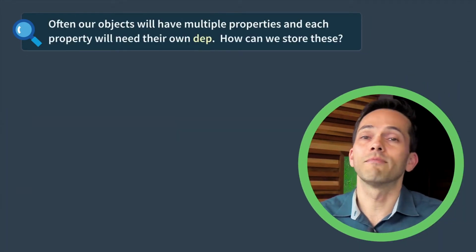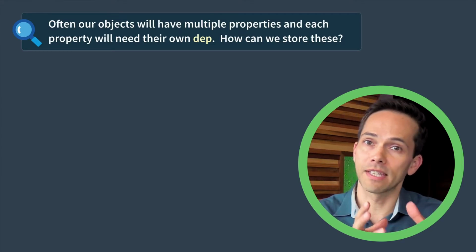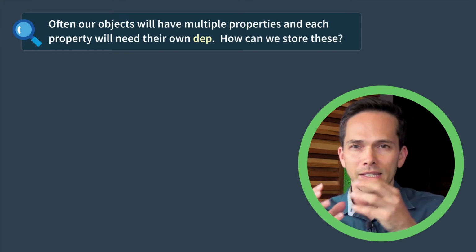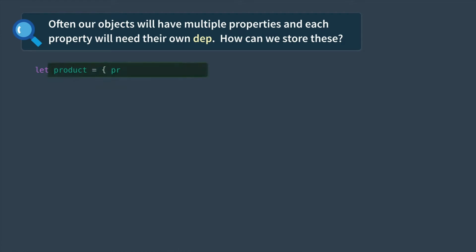Often our objects will have multiple properties, and they each need their own dep, or set of effects. So how can we store or have a dep for each of our properties? Here you can see we've encapsulated price and quantity into a product object. Each of these needs its own dep.